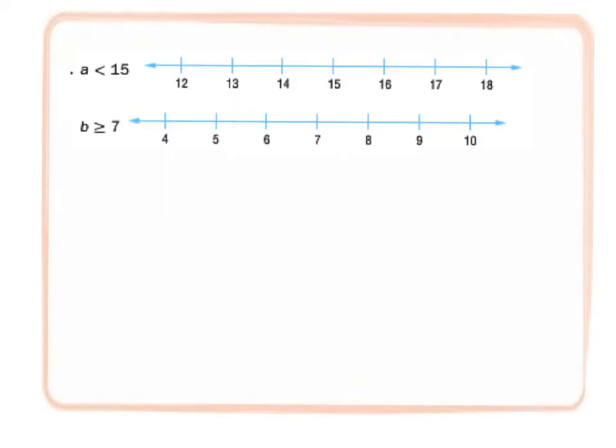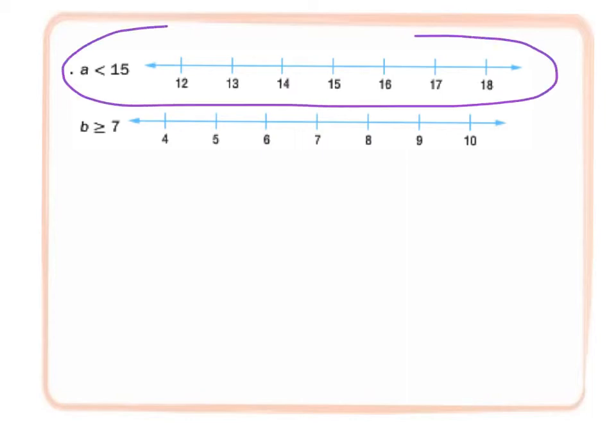Okay, so I'm going to try it with these two problems. I'm first going to try it with this problem right up here, and I have A is less than 15. So I know I'm going to be at 15. So right here is 15. Now I need to determine if my point that I'm going to plot is going to be closed or open. Well, from my notes I see that it's not an equal to, so it's going to be open because it does not include 15. A is less than 15.